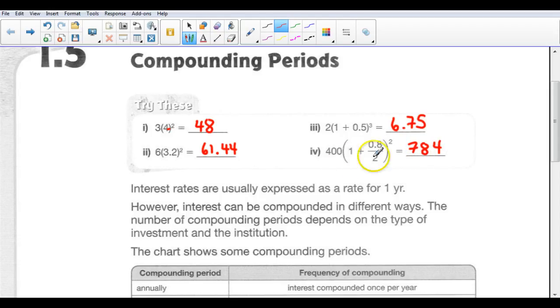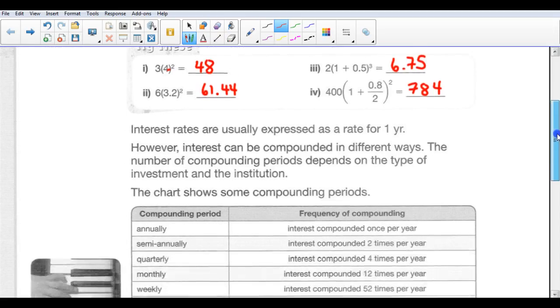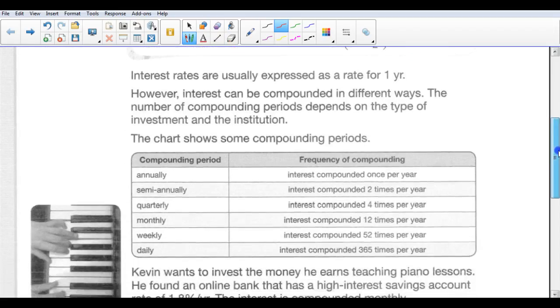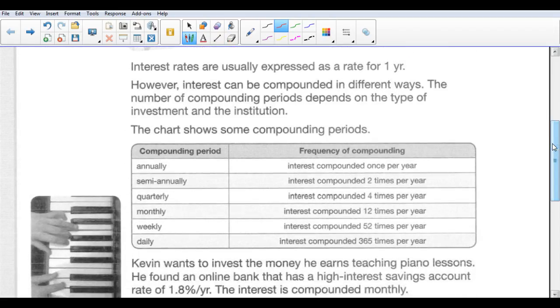Okay, so it's very important that you do order of operations first within your math calculations, otherwise your answers could be wrong. Okay, so we're talking about compounding periods, and there's some things that we need to know. Interest rates are usually expressed as a rate for 1 year. However, interest can be compounded in different ways. The number of compounding periods depends on the type of investment and the institution. The chart shows some compounding periods.